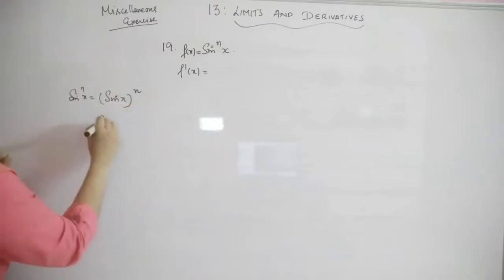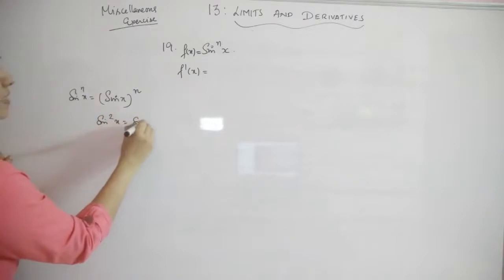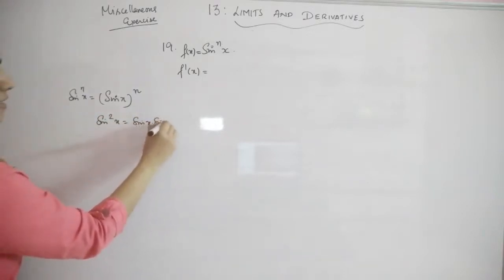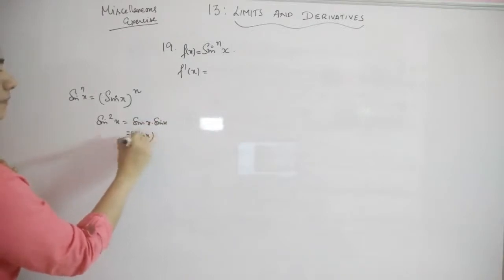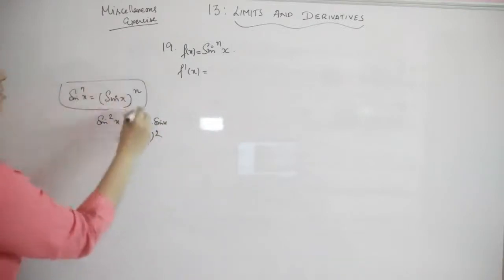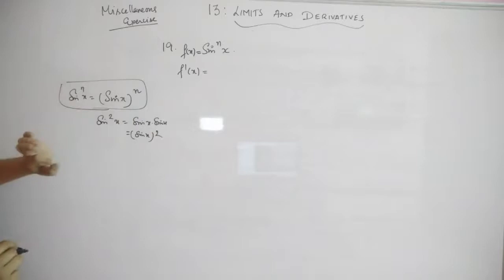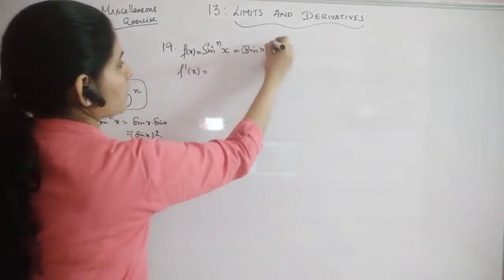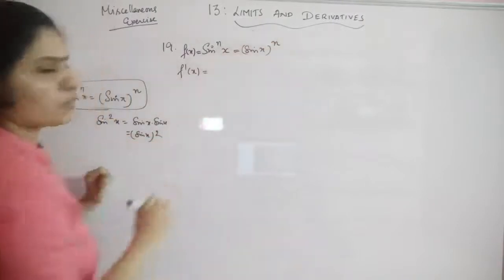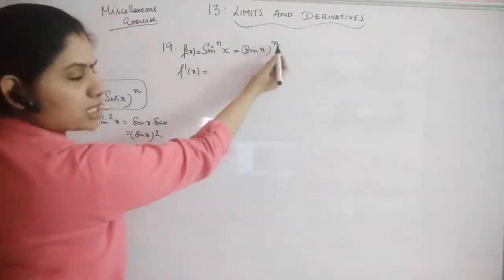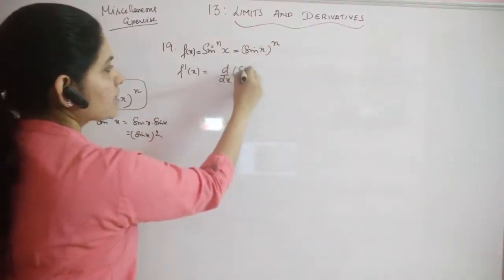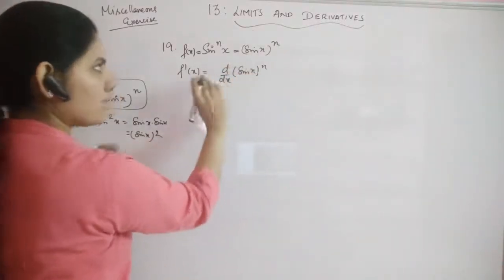That means if I say sin square x, it is the same as sin x into sin x, that is sin x the whole square. So you should know that sin raised to n x is the same as sin x the whole raised to n. Then only you will be able to connect it with x raised to n. Okay, now it is in the form x raised to n, so you can apply the derivative d by dx of sin x the whole raised to n, same as sin raised to n x.